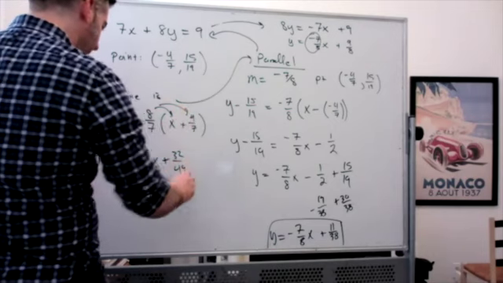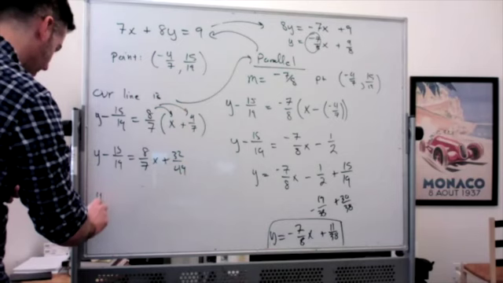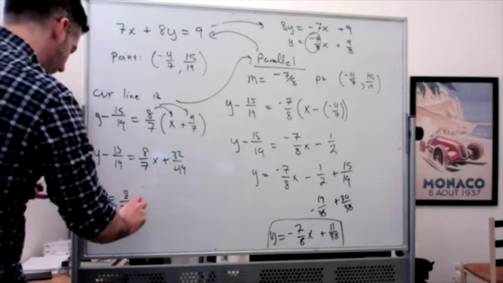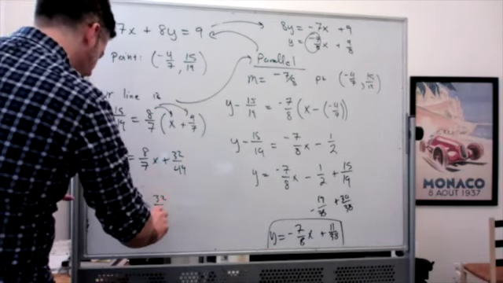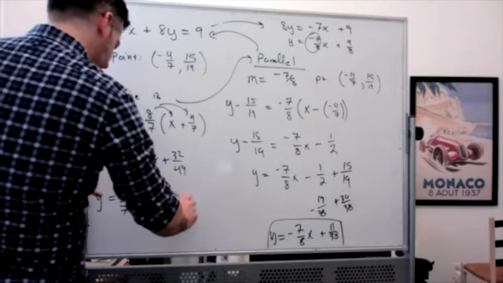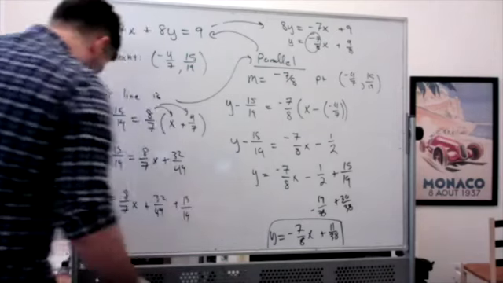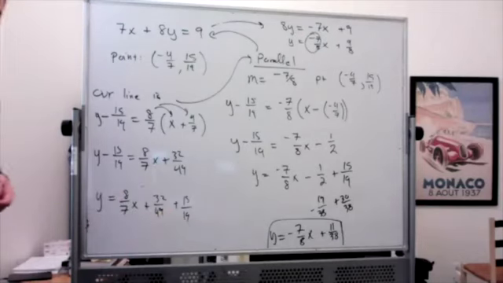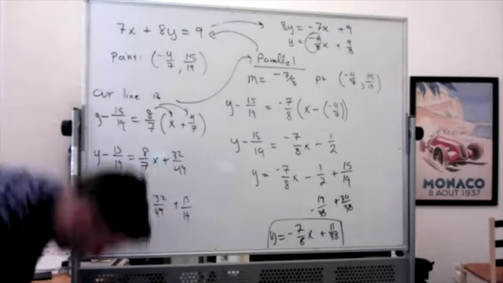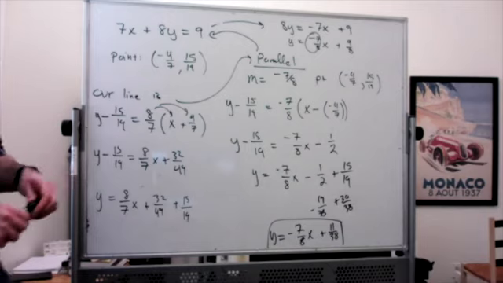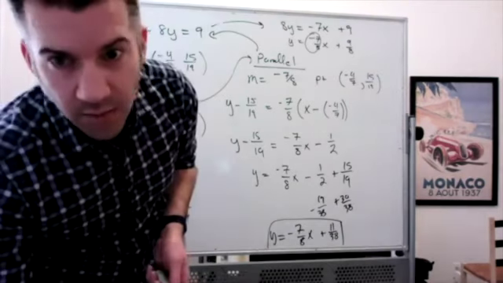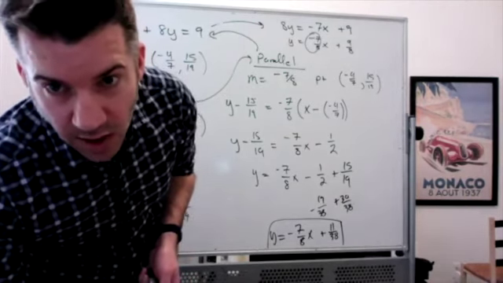Ugh. I'm not going to finish this one exactly. We would get y equal to 8 7ths x plus 32 49ths plus 15 19ths. Then you should add these together by getting a common denominator, which is going to be fairly gnarly. But that's how you do a problem like this. Great. Let me check that off my list.